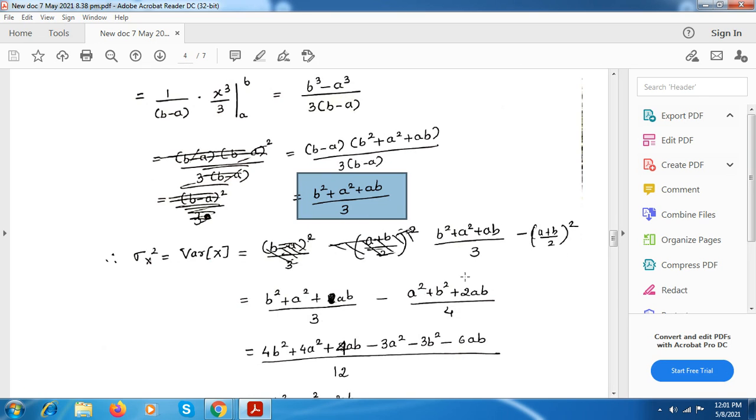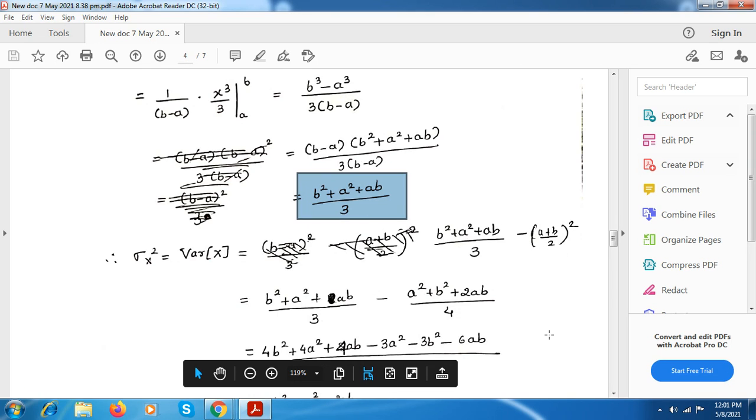After substituting this and taking the LCM, you get it as (b minus a) the whole square divided by 12.